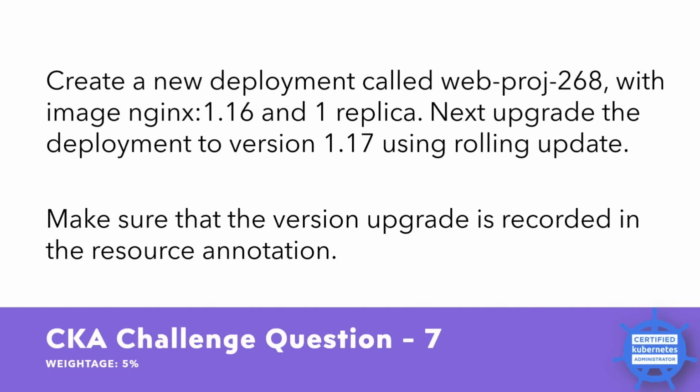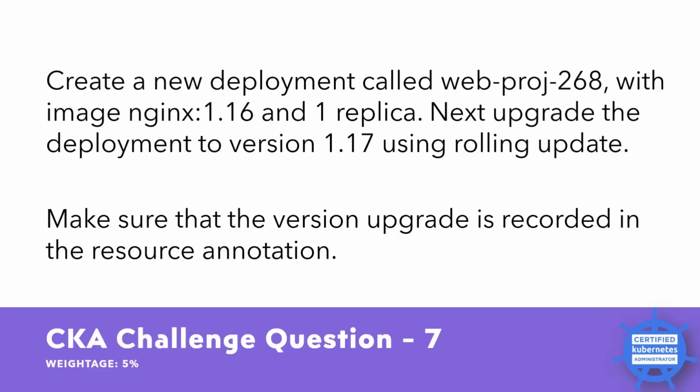CKA Challenge Question 7, having the weightage of 5%. Create a new deployment called web-project-268 with the image nginx. You have to use the tag 1.16 and one replica. Next, upgrade the deployment to version 1.17 using the rolling update. Make sure that the version upgrade is recorded in the resource annotations.